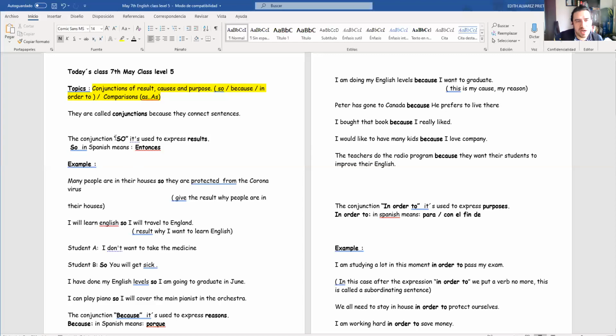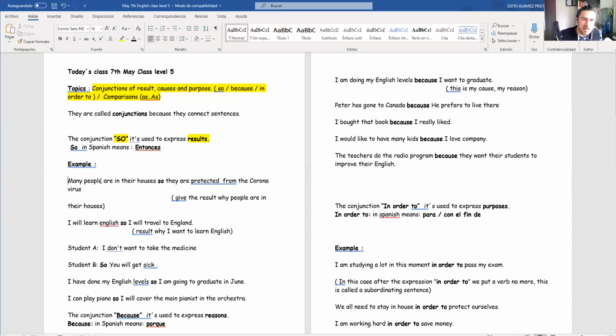We are going to start with the first conjunction of the day, which is the conjunction so. A ver cómo se usa so. It is used to express results, o sea, para usar como resultados, consecuencia de algo, ¿no? Results, okay, in this case. And the meaning in Spanish is entonces, okay? Example, entonces aquí tengo dos oraciones. La primera, many people are in their houses. Y la segunda, they are protecting from the coronavirus, okay?